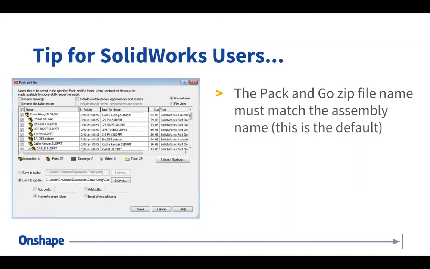Make sure that the Pack and Go zip file name that's created from SolidWorks matches the top level assembly in SolidWorks. And that's really the only key. You save it to a zip file. That zip file is then imported and translated in Onshape. I'm going to walk you through that process in a bit. But very important thing, make sure to save to a zip file and leave the name as the default. If you change the zip file name afterwards, it will not translate.